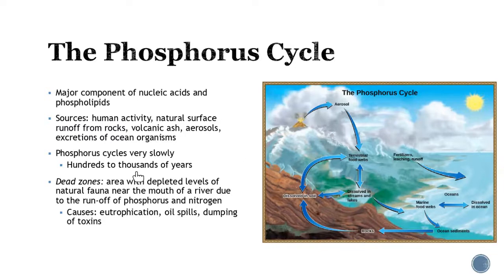This process is a lot slower compared to the other ones. Like I said, it can take hundreds of thousands of years. Now, an excess of phosphorus in an area can lead to a dead zone, which means it will kill all the natural life in there. It's often associated with excess nitrogen. Like I said, it causes that eutrophication, and it will lead to an area where pretty much everything will die.